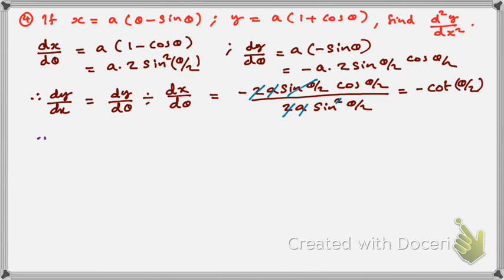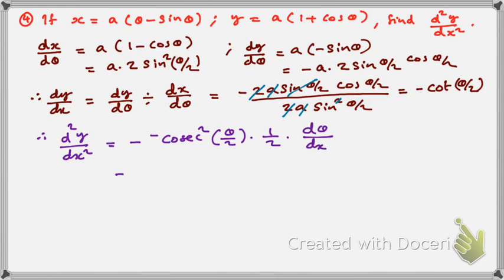But your question is to find d square y by dx square. So d square y by dx square would be, there is already a minus sign which I copy, and cot theta by 2 derivative is minus cosec square theta by 2. Derivative of cot x is minus cosec square x. Derivative of cot theta by 2 is minus cosec square theta by 2 into the inner derivative 1 by 2 into d theta by dx.